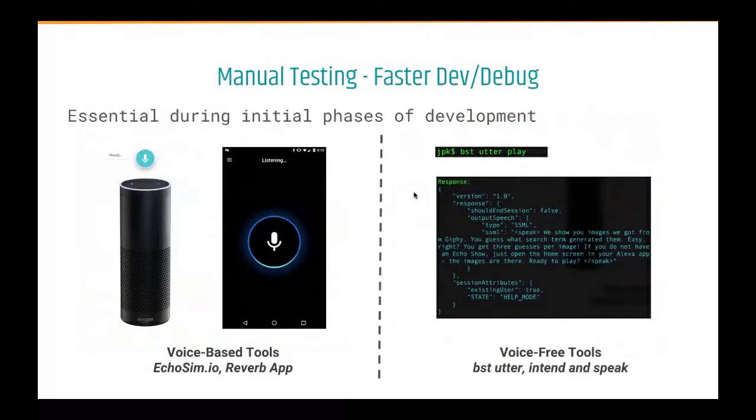So manual testing, I think everybody sort of knows what this is. You can do this with an actual device. You can do it with a simulated device, such as the Echo Sim, or you have the Reverb app that's provided by Rain. Additionally, there's the Alexa testing console. We think that that's a fantastic tool for doing this.